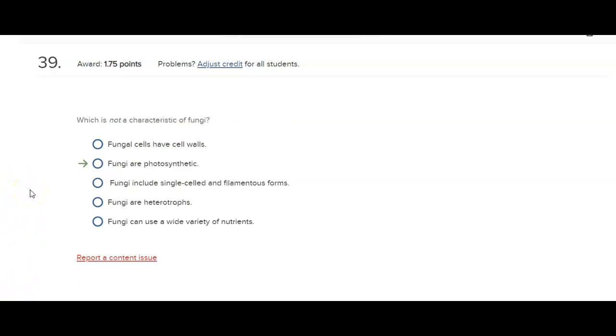And again, here's a question as well, more so just kind of getting into the characteristics of fungi. And again, obviously I don't need to tell you the answer because, well, the green arrow tells you what the answer is. So, these are just a couple examples of the ones that are multiple choice to kind of give you an idea of the level of questioning.